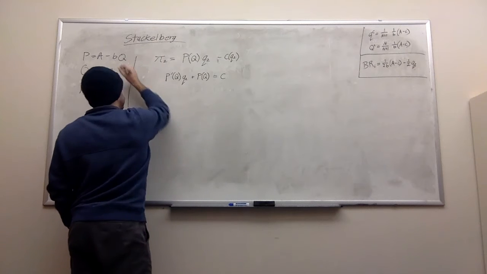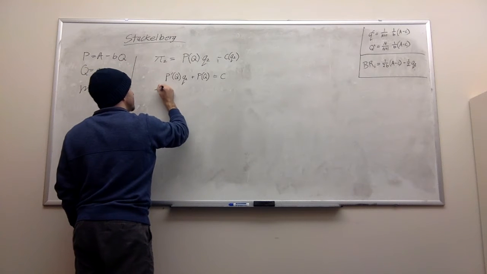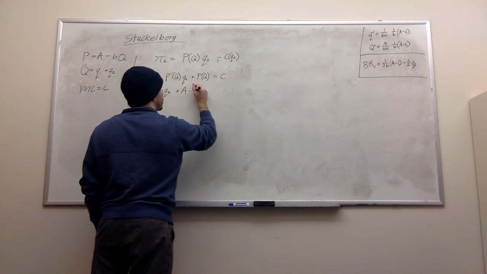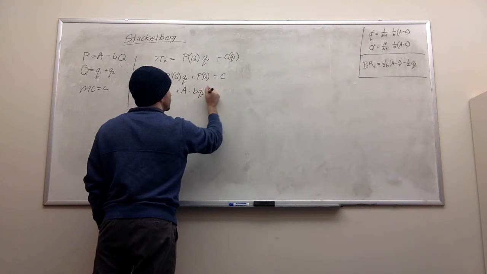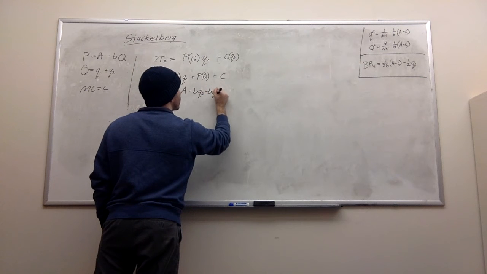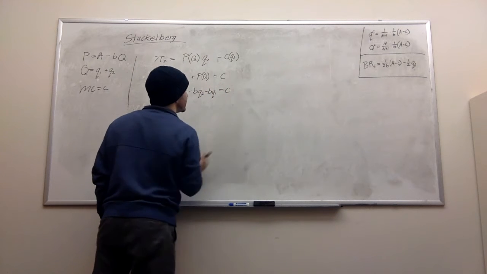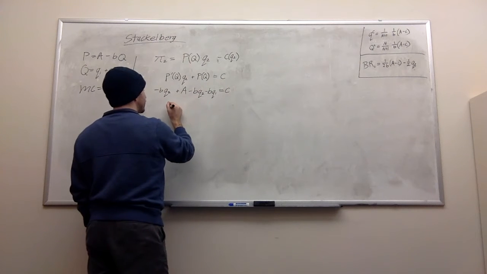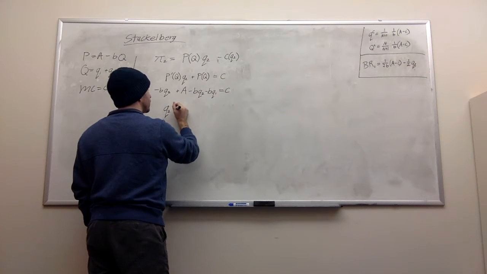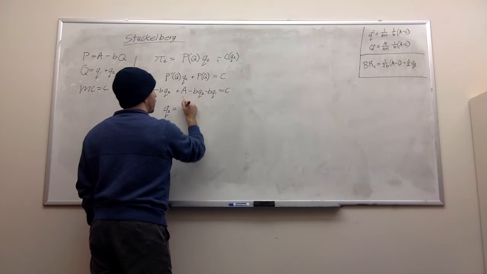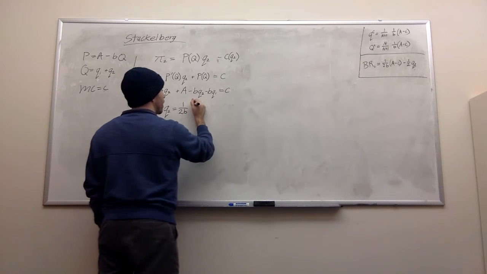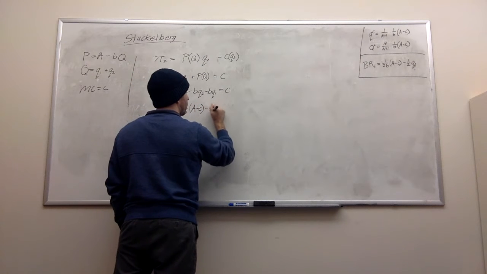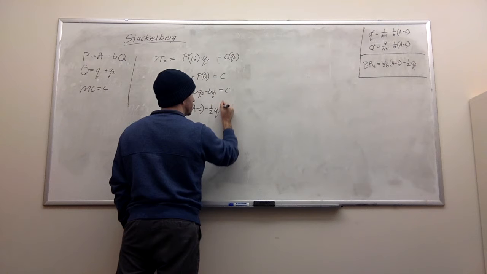So imposing this bit of structure that we have here, that's negative b q2 plus a minus b q2 minus b q1 is equal to c, and combining these terms and solving everything, we get that q2 is equal to 1 over 2b times a minus c, minus 1/2 of q1.